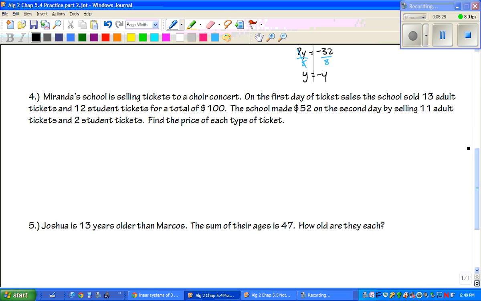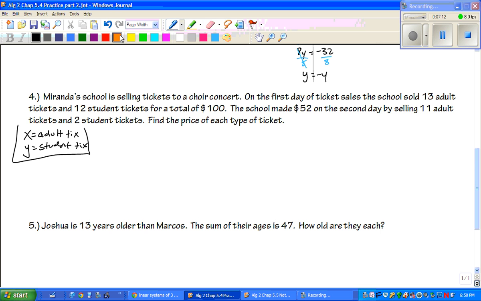All right, number 4. Miranda School is selling tickets to a choir concert. Okay, word problems. Let's start looking at our first sentence, because our first sentence is going to tell us a lot. On the first day of ticket sales, the school sold 13 adult tickets and 12 student tickets. Okay, so we need to label. The adult tickets came first, so that's going to be my x. And my y is going to be the student tickets. Okay, so that's my little reminder right there.